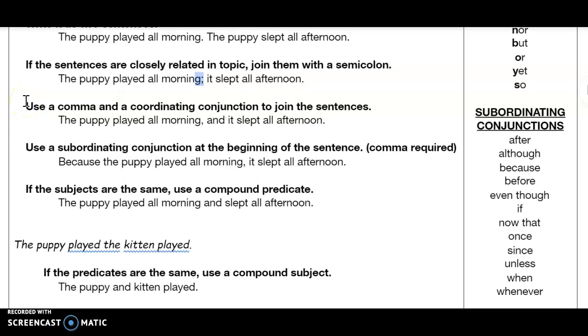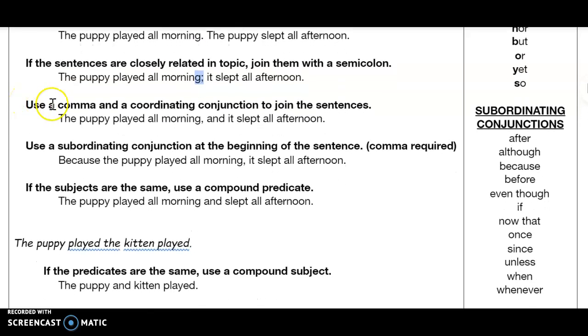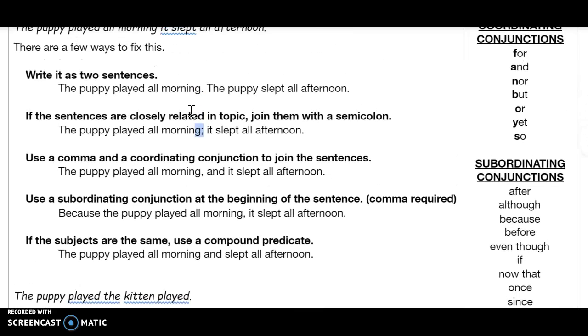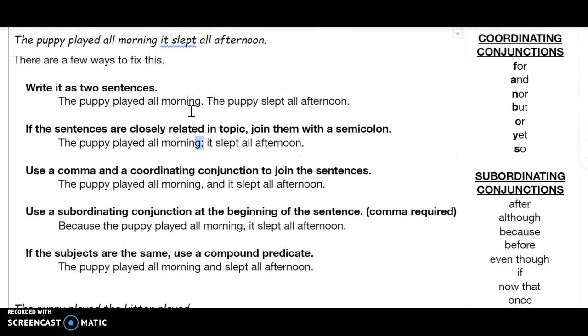You can fix this run-on sentence by using a comma and a coordinating conjunction to join the sentences. So we've talked about this before too. Fanboys, you've been hearing about fanboys since grade school probably. These are the coordinating conjunctions, technically what they're called. We call them fanboys because if you look at the bolded letter, the first letter of each one, it spells FANBOYS: for, and, nor, but, or, yet, so. They can join two sentences as long as you also use a comma.